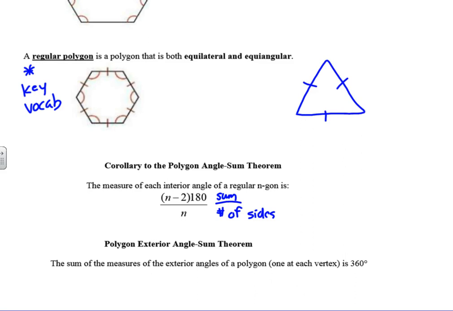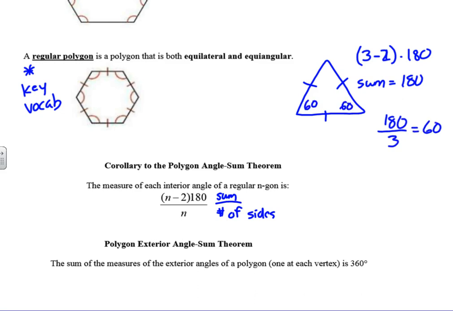Okay, a triangle has 3 sides. So 3 minus 2 times 180. So the sum of the interior angles is 180. Now we already know that, but the formula supports it. Now if we want to find one angle of this regular polygon, we do 180 divided by 3, the number of sides, and we get 60. All right, 60, 60, 60.